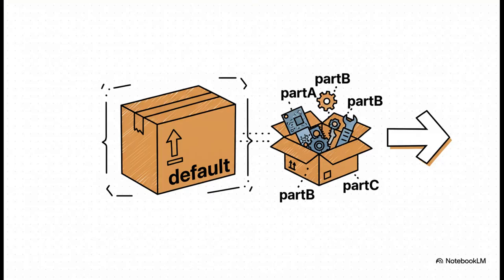So, this is absolutely crucial. You've got to remember this. The golden rule for default exports is you only get one per file. Just one main package from each warehouse. It keeps everything really simple and totally unambiguous.